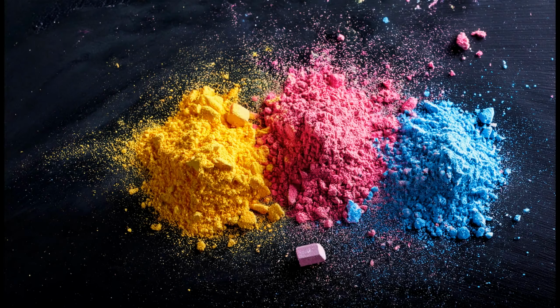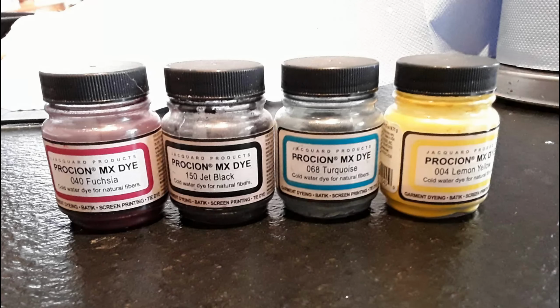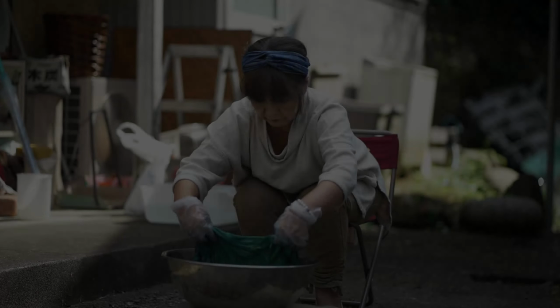Procion dyes come as a dry powder and are non-reactive in that state. In other words, they're dormant until they're mixed with soda ash and water, and only then does the active dyeing process begin. Now, even when it comes to dyeing cotton with cold water dyes, there are a number of different ways that can be done.